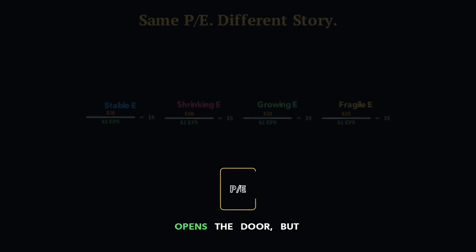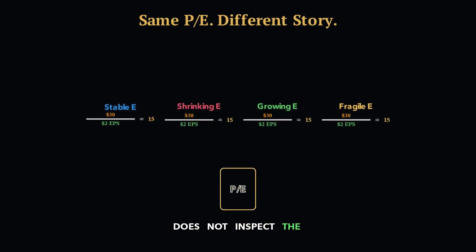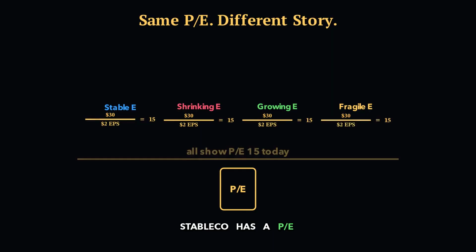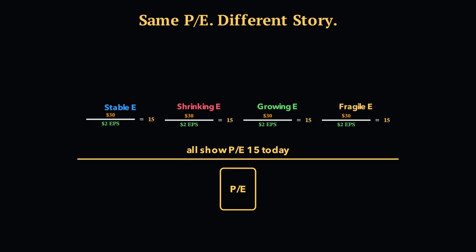Now prove why PE opens the door but does not inspect the whole house. 4 companies, same price, $30, same EPS today, $2, same PE today. StableCo has a PE of 15. ShrinkCo has a PE of 15. ImproveCo has a PE of 15. DebtCo has a PE of 15.